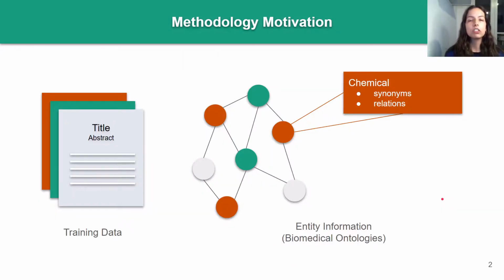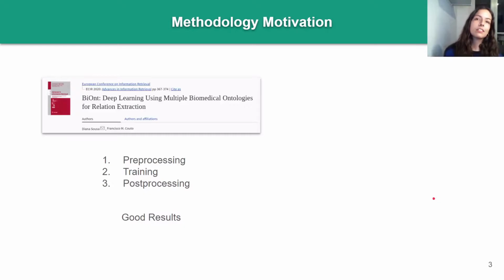The greatest motivation of our methodology was the usage of external information, so instead of relying only on the training data, we also relied on entity information in the form of biomedical ontologies. Therefore, what we did was associate each entity in the training data with the term in the biomedical ontology and use that information about those entities to add extra knowledge to our overall system. We thought that using this external information would improve the overall results compared to just using a baseline deep learning system such as BLSTM and BERT.